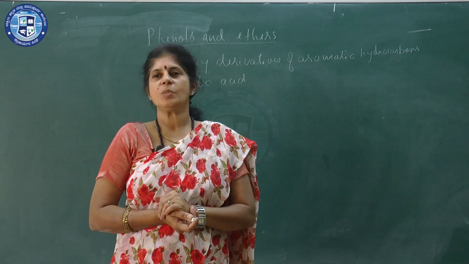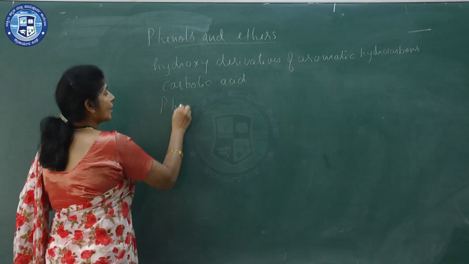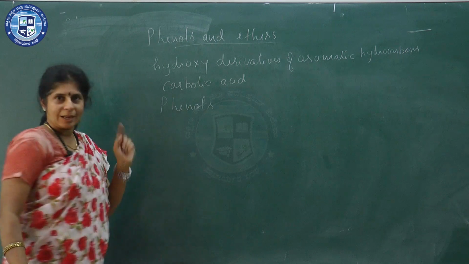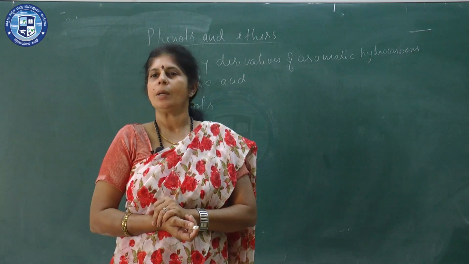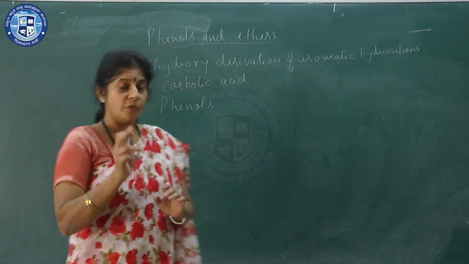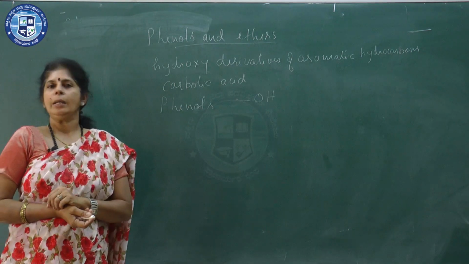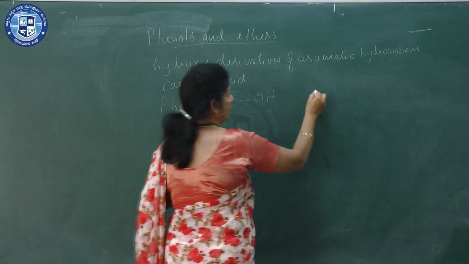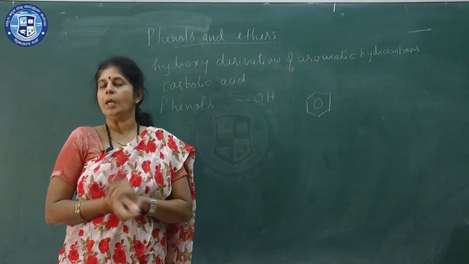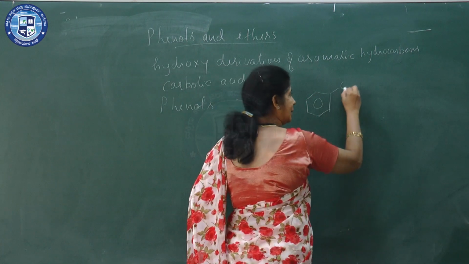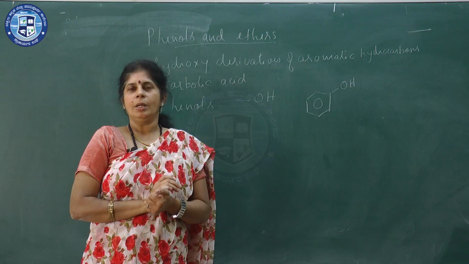Now, there is a difference between phenol and phenols. Phenols means the class of compounds which are the hydroxy derivatives of aromatic hydrocarbons, where the OH group is directly linked to the aromatic hydrocarbon. For example, benzene is an aromatic hydrocarbon. If the OH group is directly linked to the benzene ring, this becomes phenol, right?